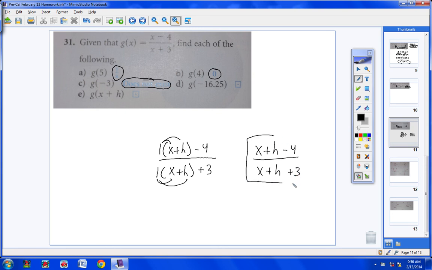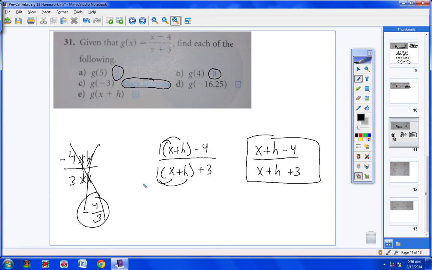A lot of students want to cross the x's off, sorry, and cross the h's off. And that is unacceptable because you have more than one term up top and more than one term in the bottom. Now, if you had negative 4xh over 3xh, that's one term over one term, then you are more than welcome to cancel your x's and cancel your h's, and your answer would be negative 4/3. But you cannot do that in this problem because we have more than one term and more than one term.